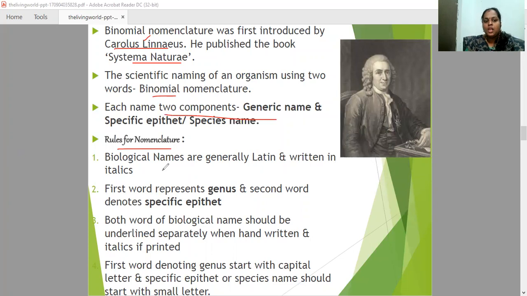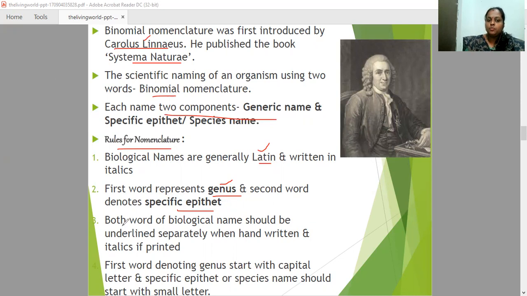What is the first rule? Biological names are generally Latin, and when written, they should be in italics. This is the first rule of naming an organism: biological names should be in Latin, and if written, in italics. The first word is the genus, and the second word is the species name. We should always write the genus name first, then the species name. That is rule number 2.